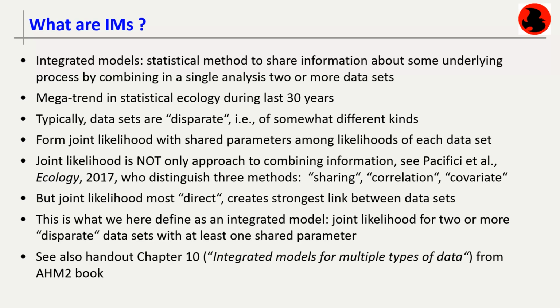But the joint likelihood is perhaps the preferred approach, if you can, because in a way it uses the available information in the different data sets and most directly exploits most of the information contained in these data sets. So this is what we define here as an integrated model: joint likelihood for 2 or more disparate data sets where there is at least one parameter that must be shared among pairs of data sets.